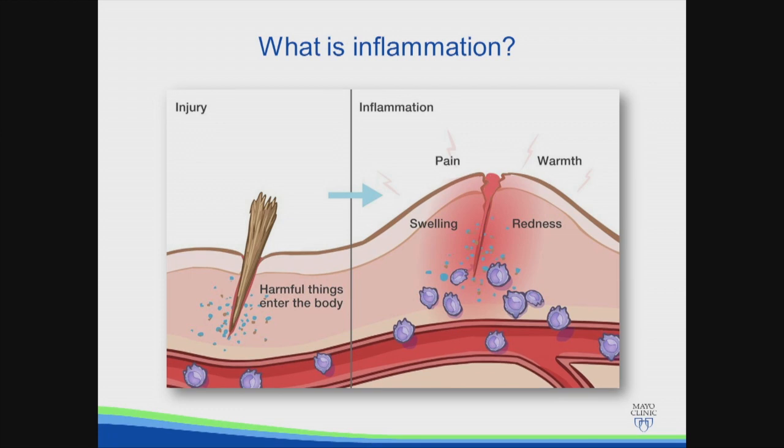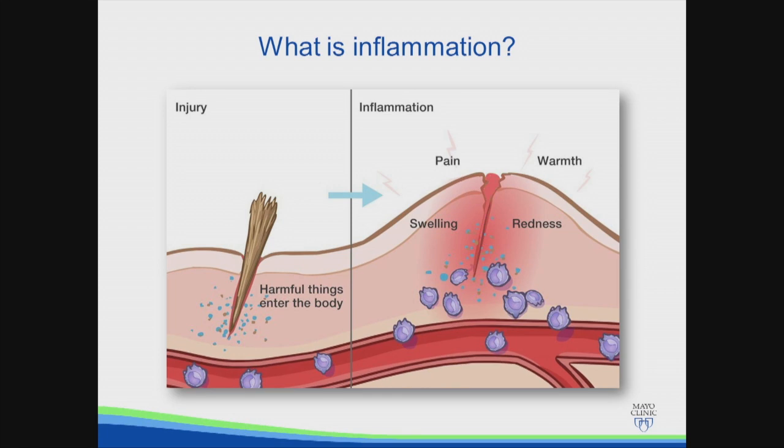They are there to clean up any foreign material, like bacteria, for example, that may have entered the wound. But they also are then going to start the repair process, and the repair process will involve scarring and eventually healing over of the skin.